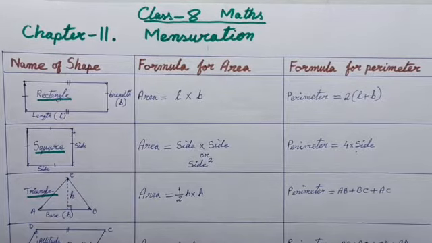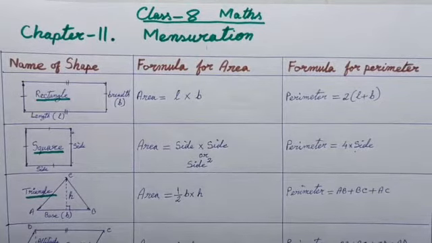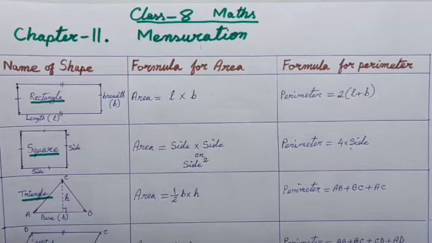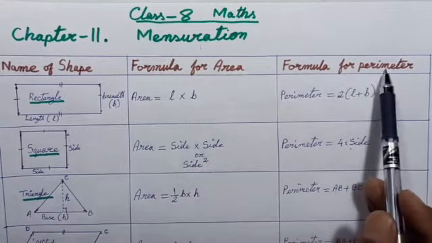Also, we are going to learn how to find volume and surface areas of solid objects like cubes, cuboids, cylinder, cone, sphere, etc. Now, let's learn some formulas. Name of shapes, formula of area, formula of perimeter.